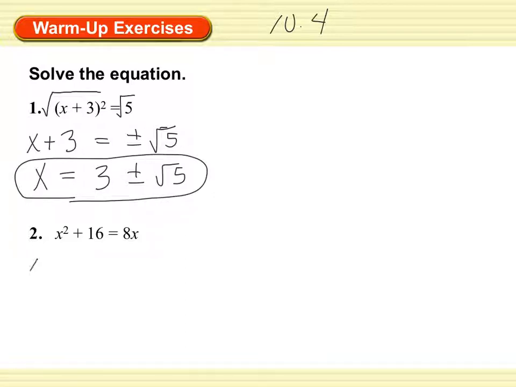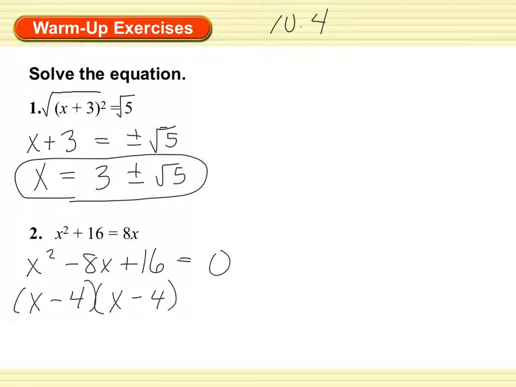This next one, a little bit different. I'm going to subtract 8x from both sides, and now solve it by factoring. So I'd have x minus 4 equals 0. X equals 4 and x equals 4 are our two solutions, which we only have to write once.